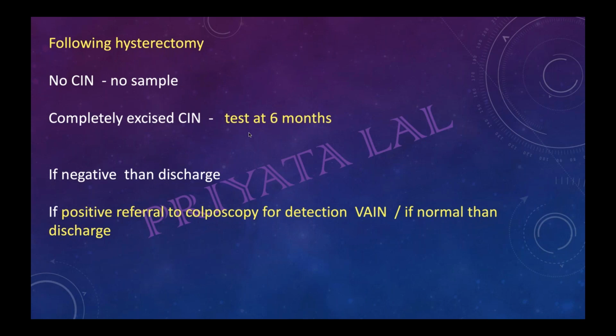At 6 months, you will take a wart sample, and if the sample comes negative, then you are happy. No problem, you go home. But if you took the sample and it comes positive, in that situation there will be concern in your head. There could be a possibility of vaginal lesion because the cervix has been removed. What is left is the vagina. So you will refer this patient for colposcopy. If the colposcopy comes normal, then you can discharge this patient. Is it clear?